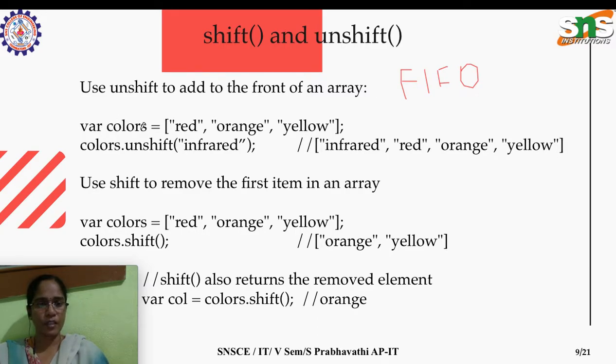Okay, here the variable colors is red, orange, yellow, and if you access the function unshift for this array, it really means you are adding this item infrared at the first position of this array, and using the shift you are going to retrieve back the first item of this array. Okay, it works like the queue principle, first in first out, shift and unshift method.